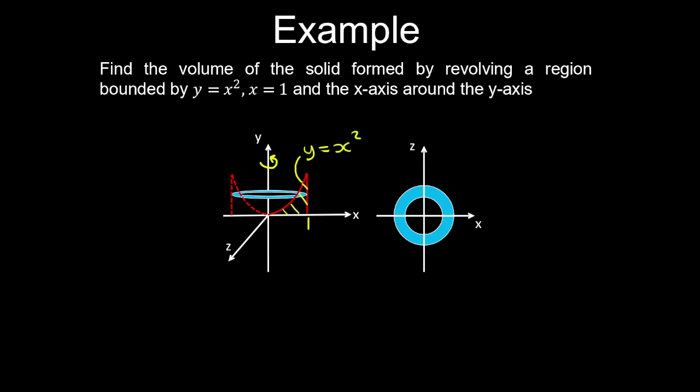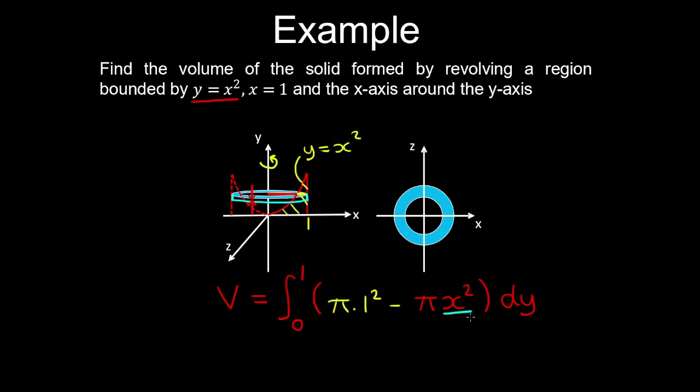So the outer washer has a radius of 1, so the area is pi by 1 squared, and then minus the area of the inner washer, which has a radius of x, and we assign the washer a thickness in the y direction of dy, which gives the volume of the washer, and then we integrate from y equals 0 to y equals 1 according to this equation, and that gives the volume of the solid.